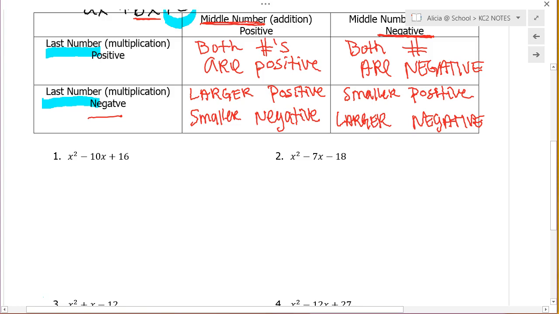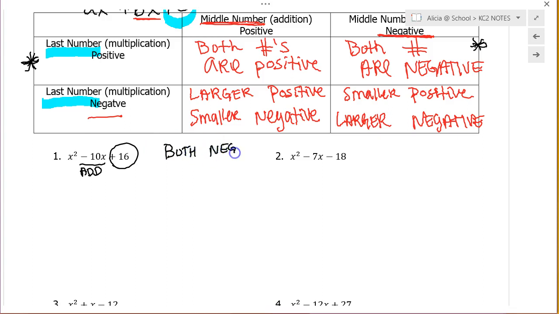I see I have a positive value that I'm multiplying to, so I am going to be looking at that last number being positive, right? And then my middle number, which I add to, is a negative. So when the last number is a positive, but the middle number is negative, that means both numbers are negative.